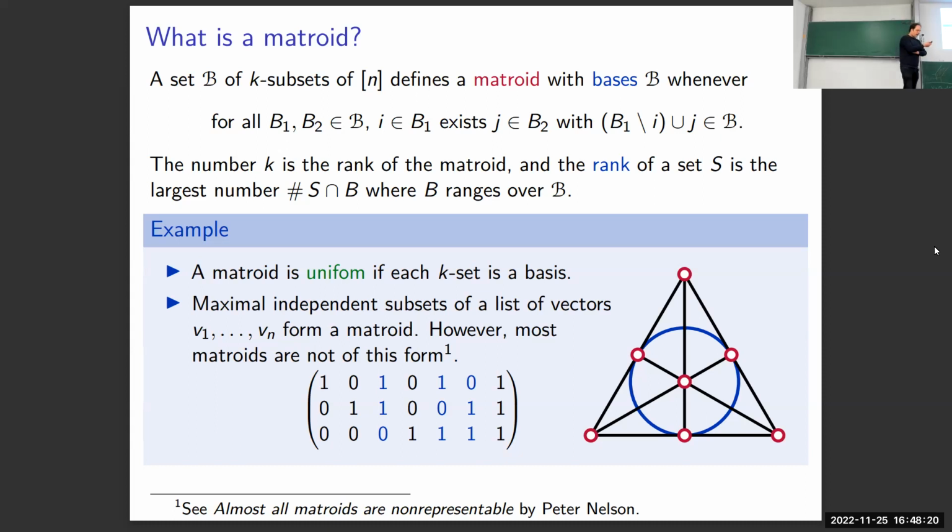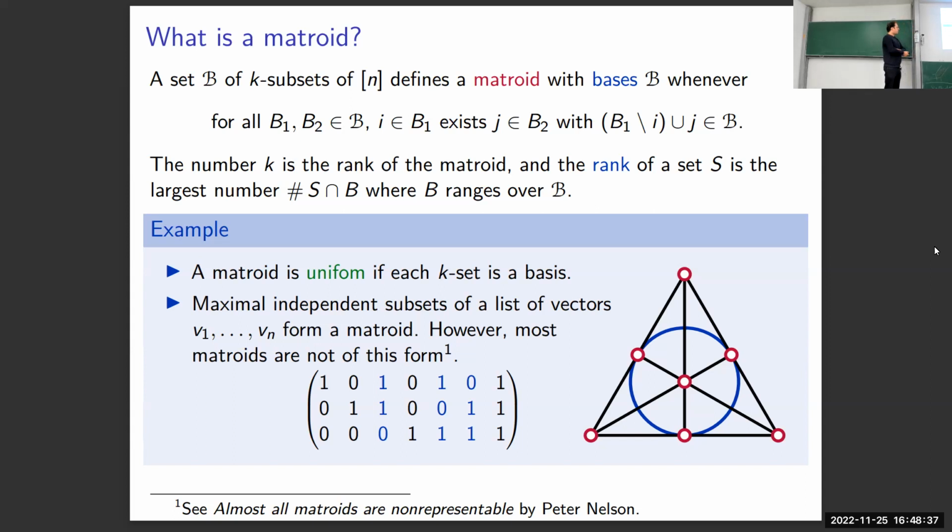And what are examples for matroids? Of course, you can just claim that every k-element set is a basis. That will give you a matroid. That's actually a pretty interesting one. It's the largest one for given n and k. This is called the uniform matroid.